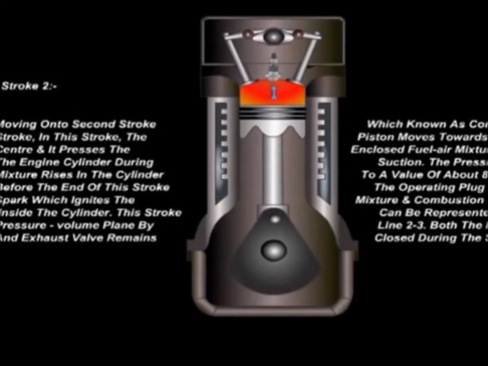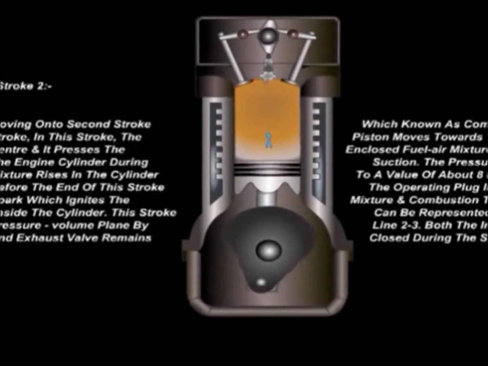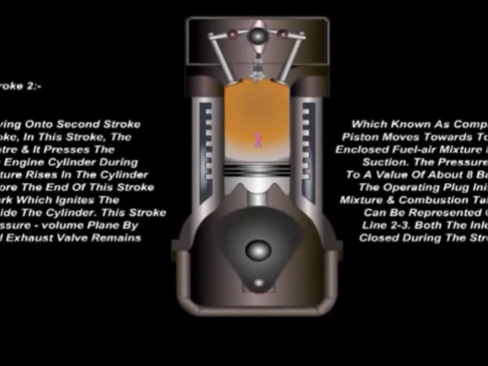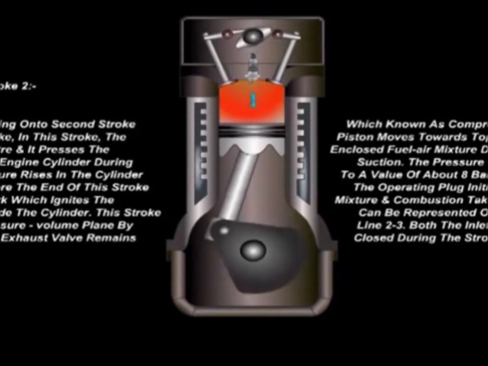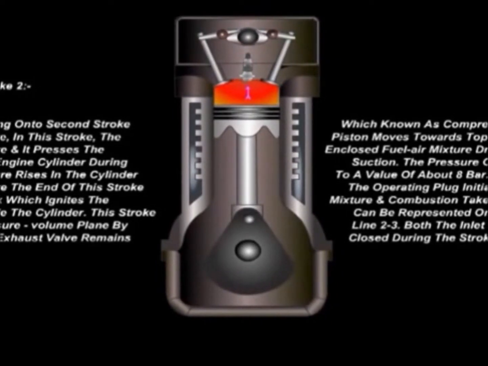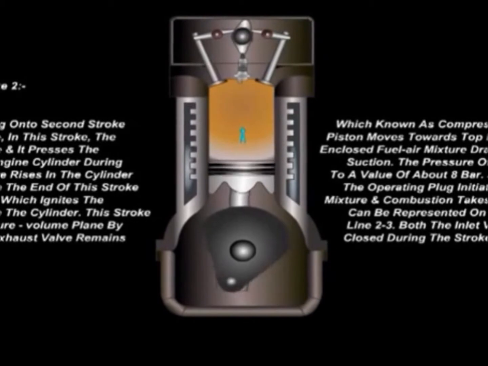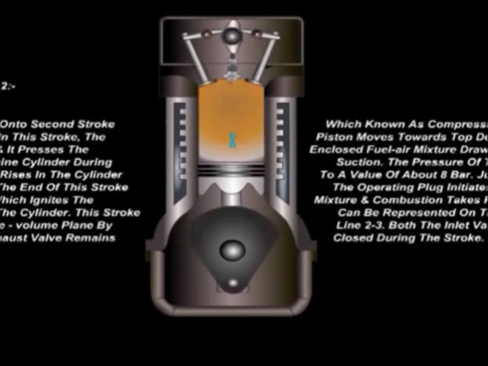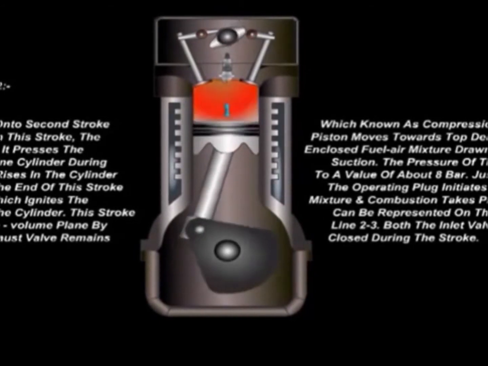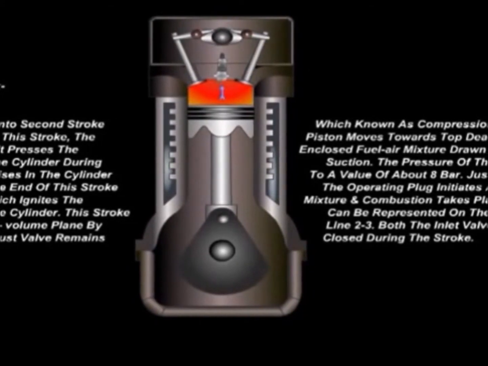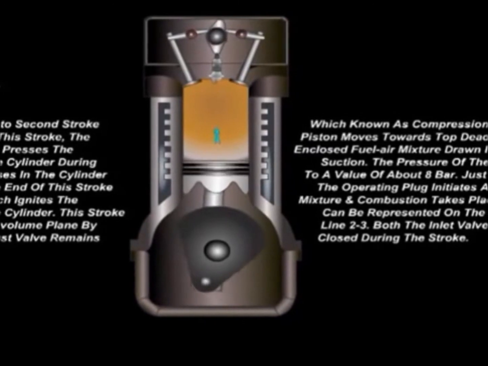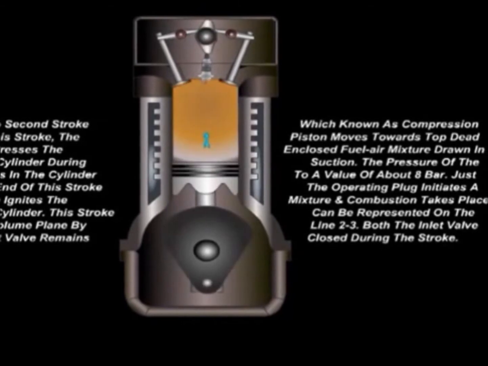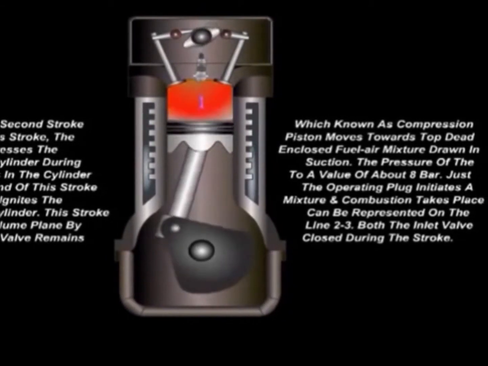In this stroke, the piston moves towards top dead center and compresses the enclosed fuel-air mixture drawn into the engine cylinder during suction. The pressure of the mixture rises in the cylinder to a value of about 8 bar. Just before the end of this stroke, the spark plug initiates a spark which ignites the mixture, and combustion takes place inside the cylinder. This stroke can be represented on the pressure-volume plane by line 2 to 3. Both the inlet valve and exhaust valve remain closed during the stroke.